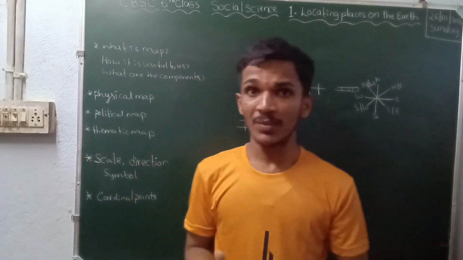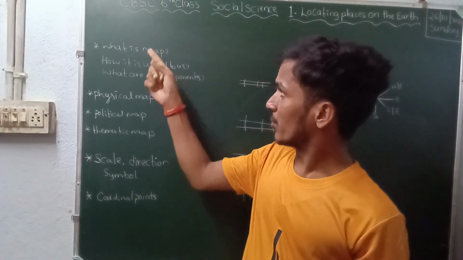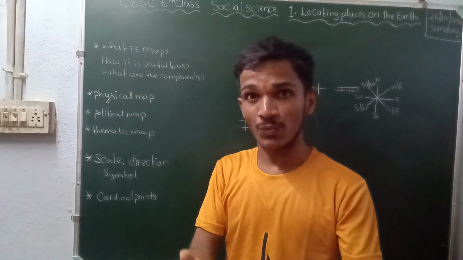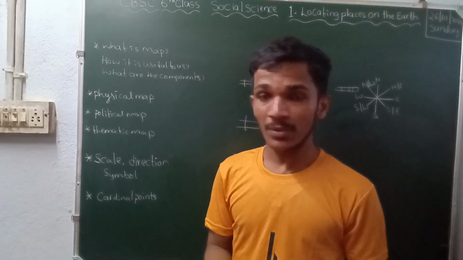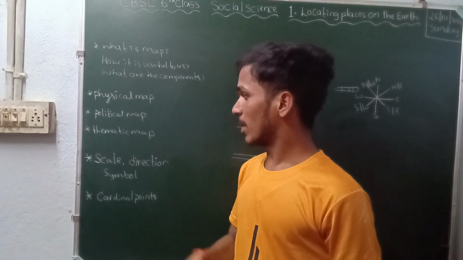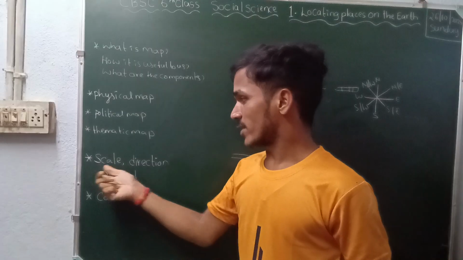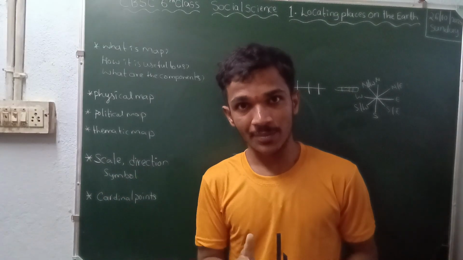Finally, we came to the conclusion that we know what a map is, how it is useful, what the components of the map are, what a physical map, political map, and thematic map are, and what cardinal points, scale, direction, as well as symbols are.